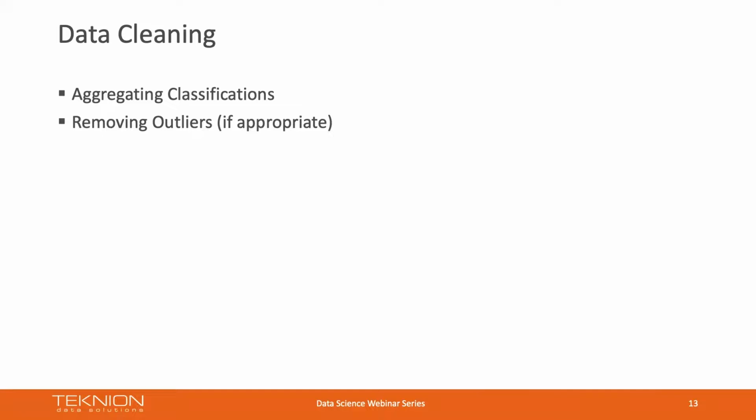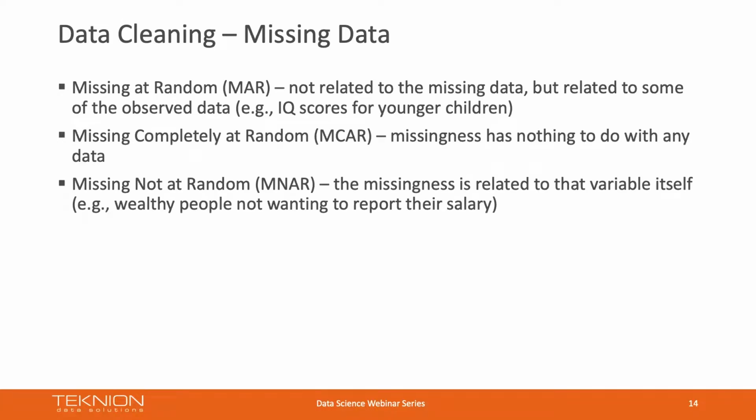And then the second step is we'd remove outliers, if appropriate. If it does make sense to remove an outlier, we always want to ask the question, why is the outlier there? But we may want to remove it. In doing so, we typically want to remove outliers after we've determined that there is a good reason for removing that outlier.